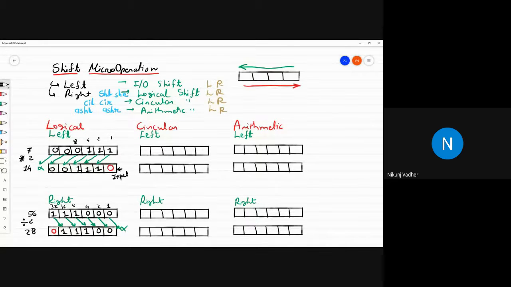Then it will become IO shift. But you won't find this in the book. This is used in performing input output operations, so we will try to avoid this. We will consider logical shift, circular shift, and arithmetic shift.